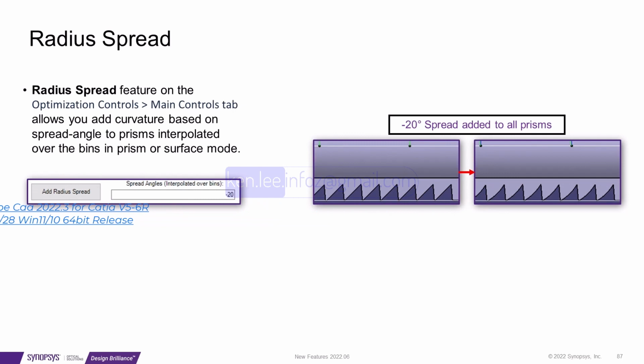The radius spread feature on the Optimization Controls Main Controls tab allows you to add curvature based on spread angle to prisms interpolated over the bins in prism or surface mode.